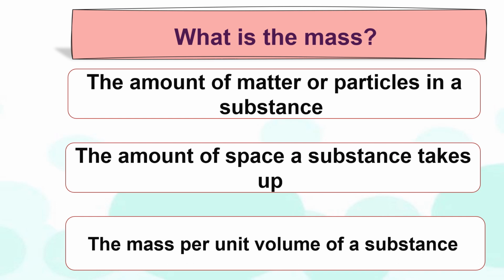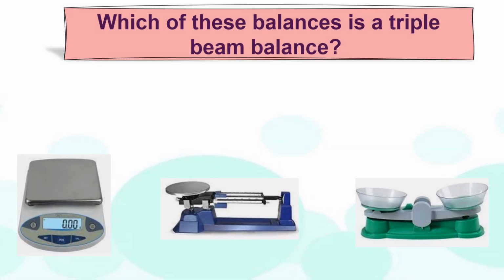What is the mass: the amount of matter or particles in a substance, the amount of space a substance takes up, or the mass per unit volume of a substance? The mass is the amount of matter or particles in a substance. Which of these balances is a triple beam balance? Which one? The second one.